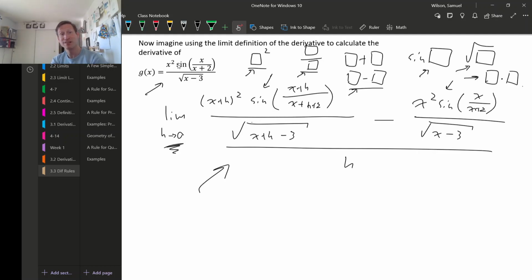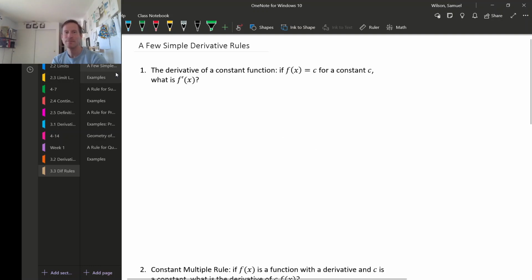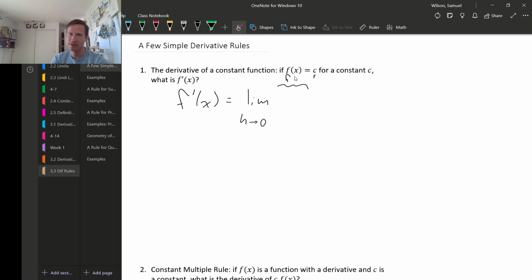To get some experience with coming up with these rules, let's start with maybe the simplest cases. Here's one simple case. So let's find the derivative of a constant function. So if f of x is just a constant c, what is the derivative? Well, until we have some derivative rules that we've figured out, the only way we can find a derivative is by using the limit definition. So let's write out the limit definition.